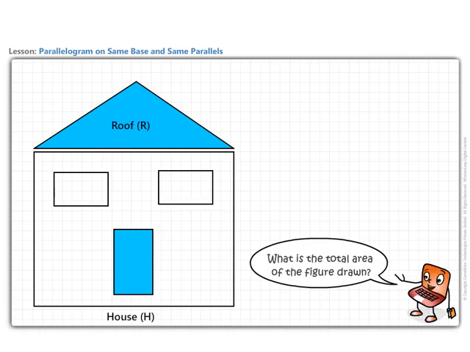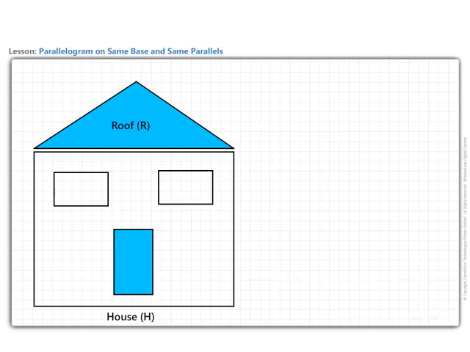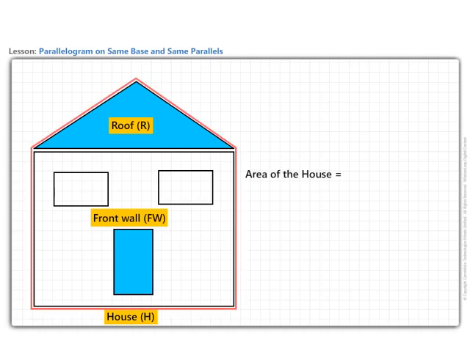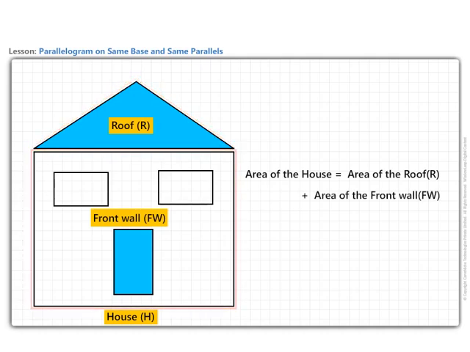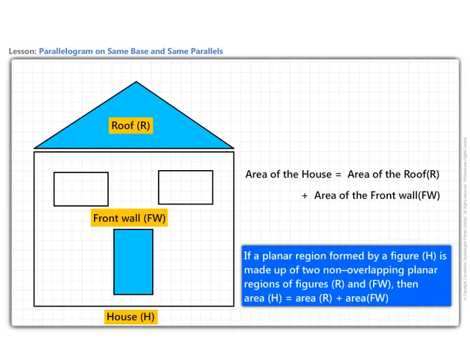What is the total area of the figure drawn? Since the planar region formed by the figure house H is made up of two planar regions of the roof R and the region of the front wall FW, then the area of the house is equal to the sum of the area of the roof R and the area of the front wall FW. Therefore, we can conclude that if a planar region formed by figure H is made up of two non-overlapping planar regions of figure R and FW, then area H is equal to area R plus area FW.